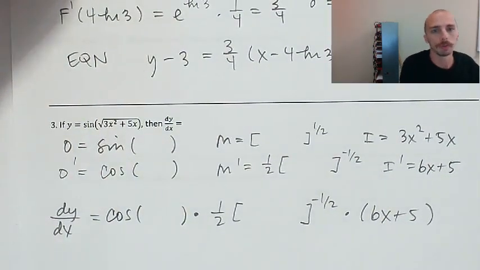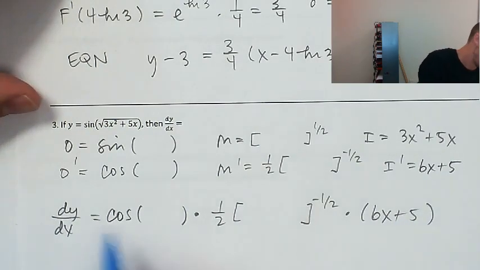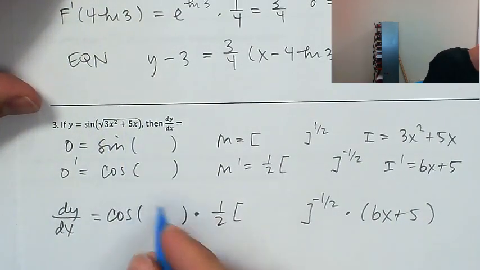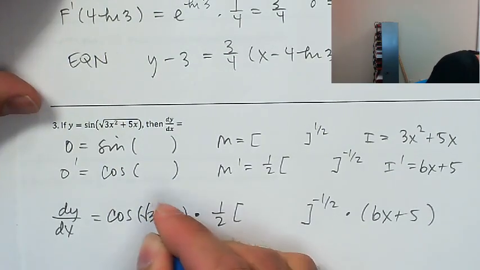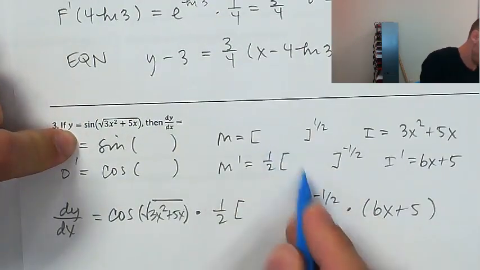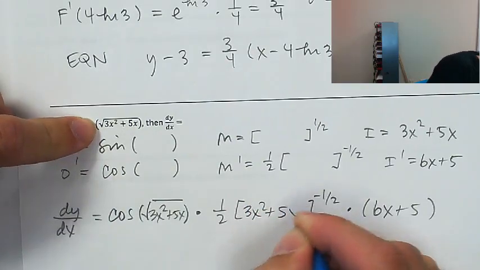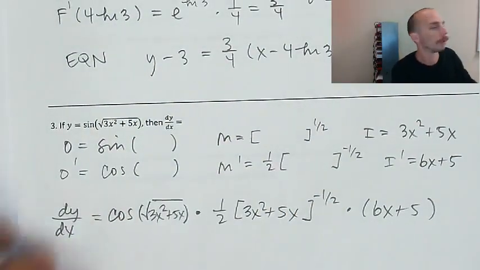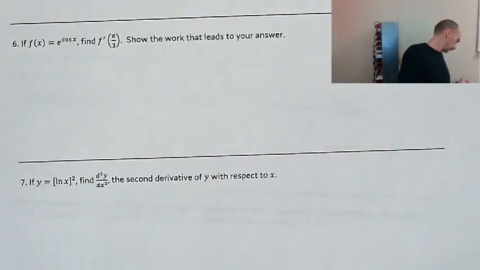And remember to always be judicious about your parentheses, right? We need those parentheses around the 6x plus 5. Okay, what goes inside the cosine is what originally went inside the sine, which was the square root of 3x squared plus 5x. And then in here, what went inside the square root originally? 3x squared plus 5x. And there I've got myself a formula for f prime, or dy dx, or whatever they're calling it.